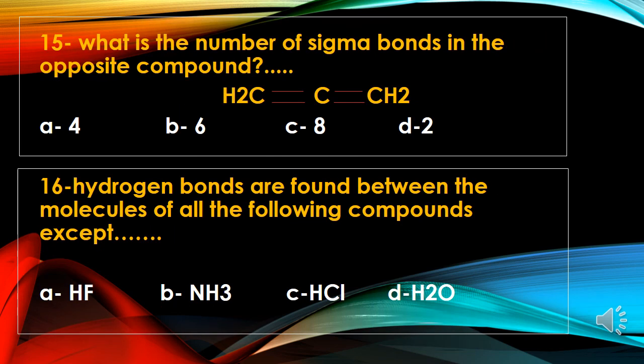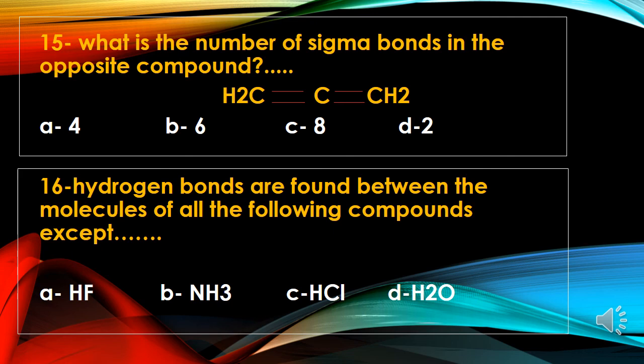Question number 15. What is the number of sigma bonds in the opposite compound? H2C double bond C double bond CH2. A, 4; B, 6; C, 8; D, 2. The answer will be 6 because there are 2 sigma bonds between C and the H2, one sigma bond between C and C, another sigma bond between C and the other C, and between C and H2 there are 2 sigma bonds, so equal 6.